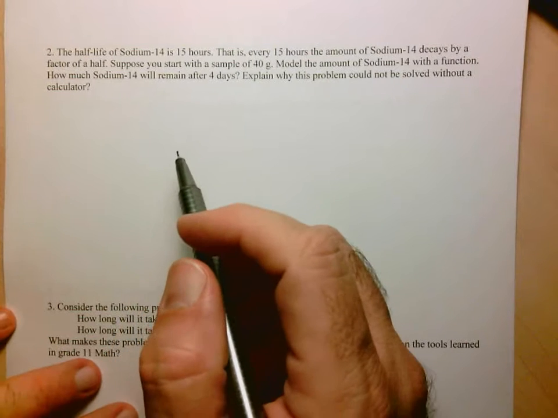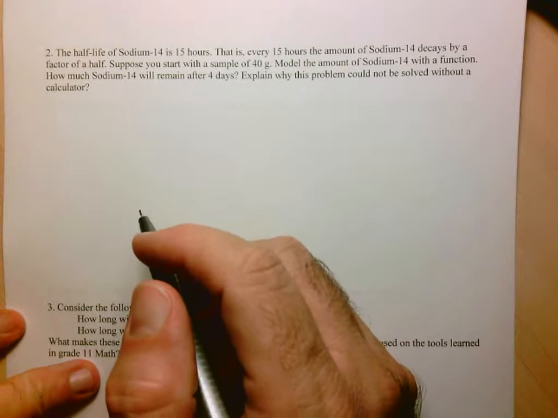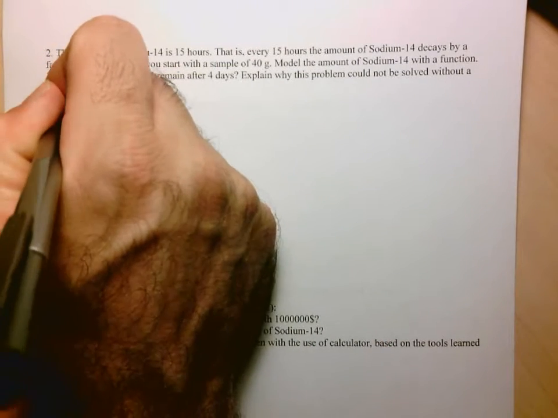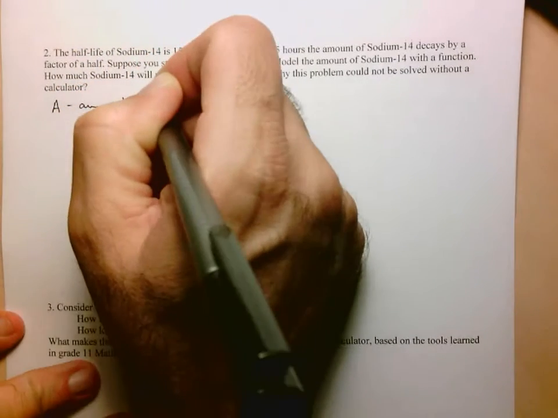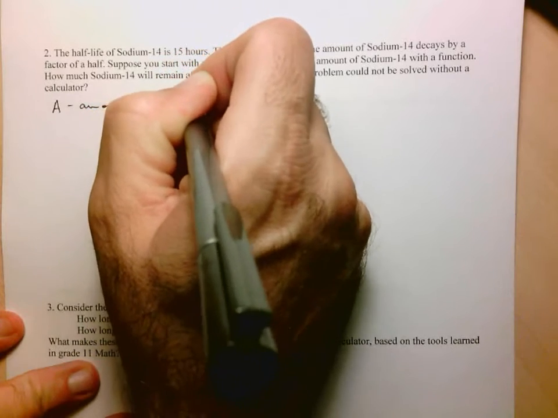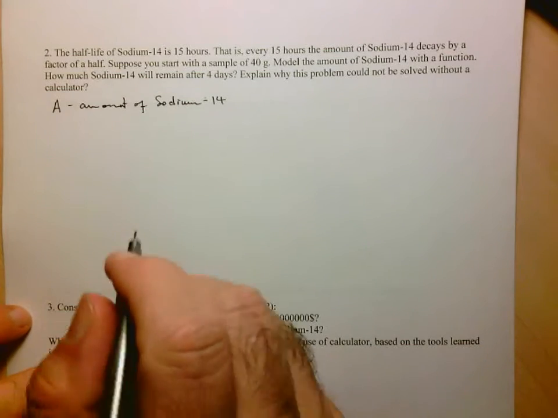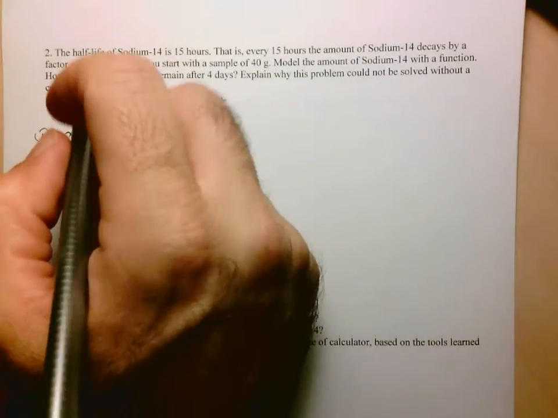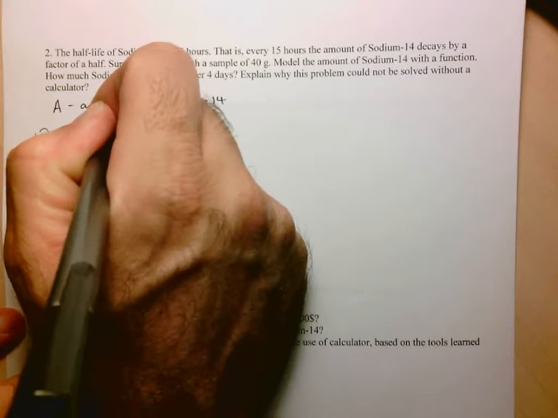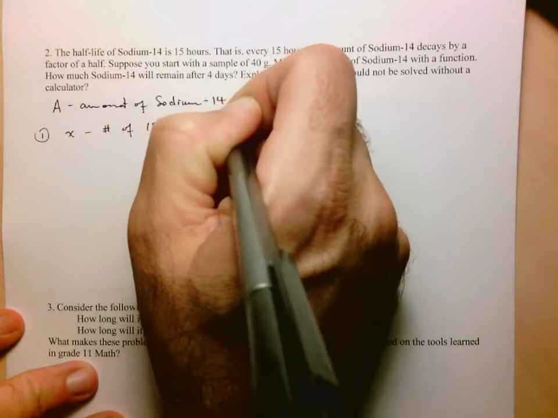Now there's two ways you can actually do that, and it all depends on what you use as your input value. So we'll make A be our amount of sodium-14. That won't change in either of these models. But in my first option, I'm going to let my X value be the number of 15-hour periods.